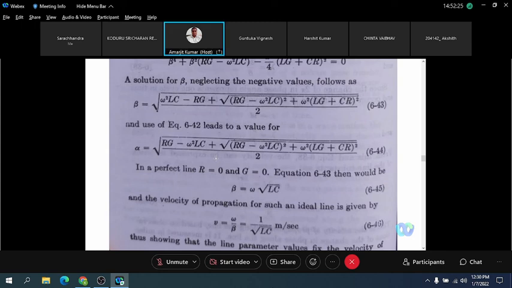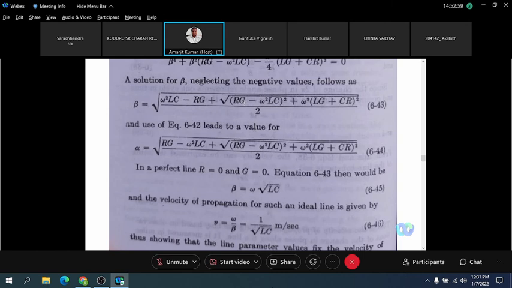Yes, sir, zero. It is 0. Good, because for the lossless line it should be 0. The name is lossless, no loss. Alpha is the attenuation constant. And beta, what will be beta if R is equal to 0 and G is equal to 0? Omega into root LC. Series resistance and shunt leakage are both 0, so beta will be equal to omega into root LC.